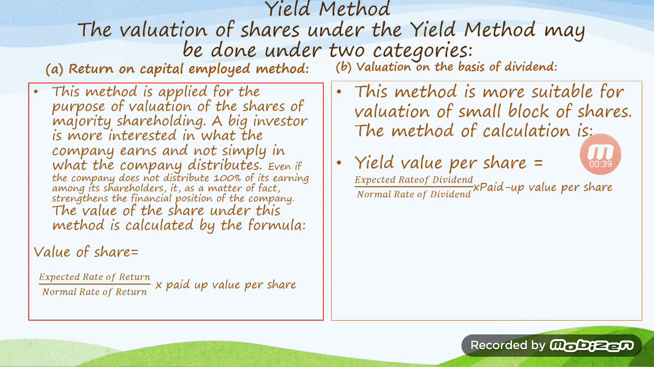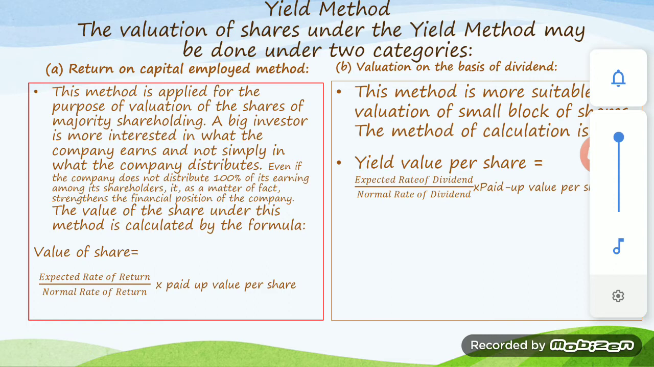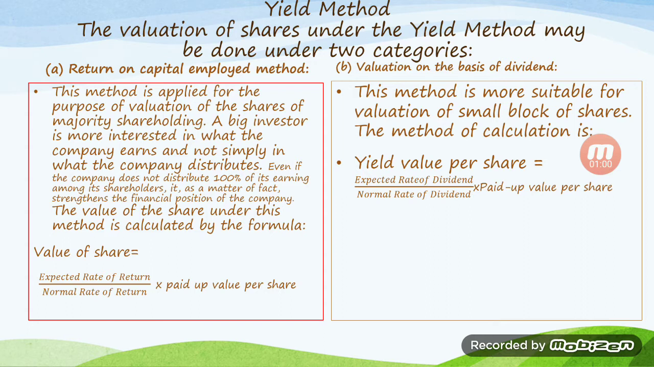Under the first method, the return on capital employed method is applied for the valuation of shares of majority shareholding. A big investor is more interested in what the company earns and not simply in what the company distributes. Even if the company does not distribute 100% of its earnings among its shareholders, it, as a matter of fact, strengthens the financial position of the company.